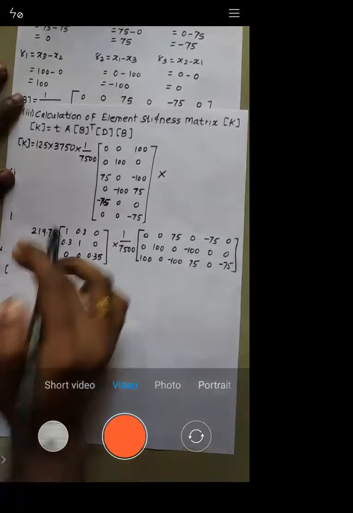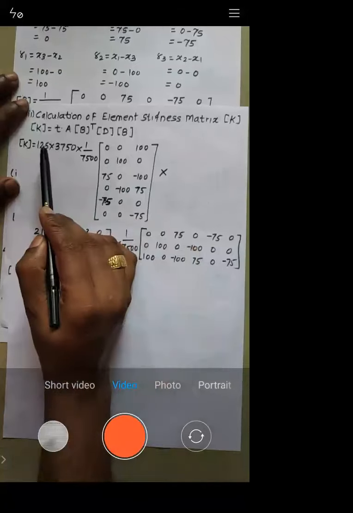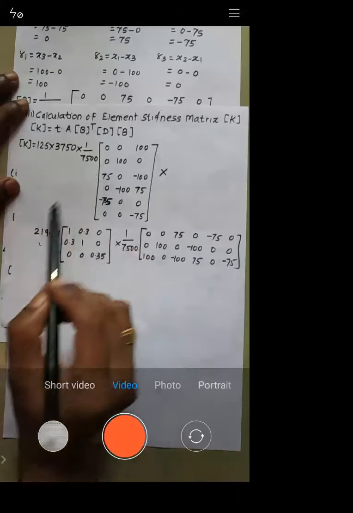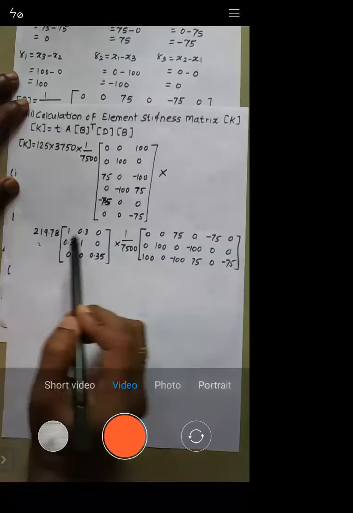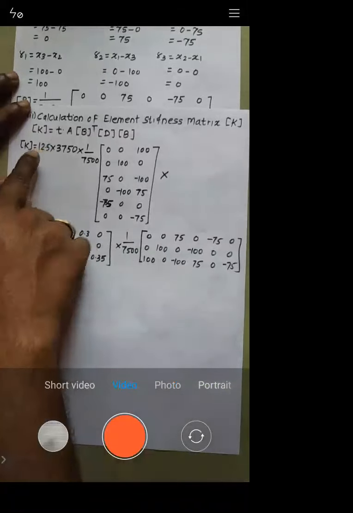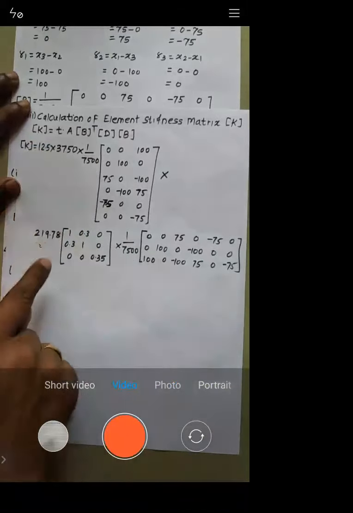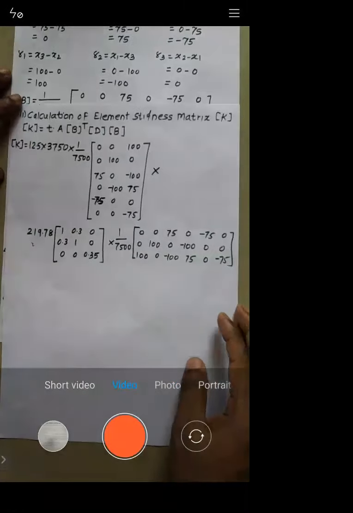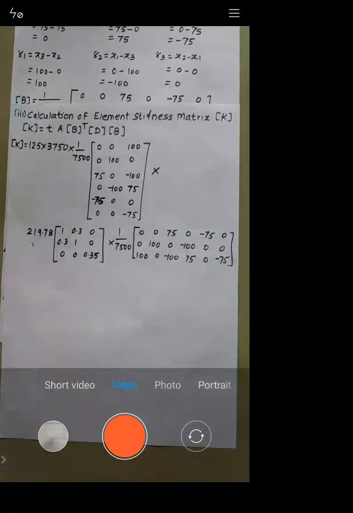Can anybody tell me what is the multiplication of 0.5 into 3750 into 1 by 7500 into 219.78 into 1 by 7500? Just tell me the multiplication of all these terms. 1, 2, 3, 4, and 5. 5 terms. Tell me the multiplication of 5 terms. How much are you getting?